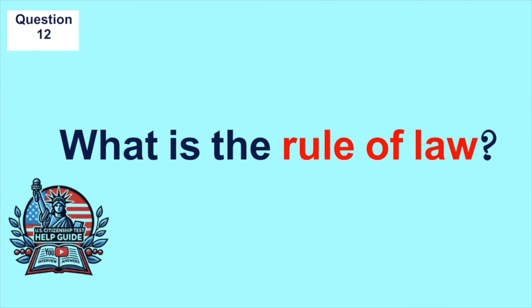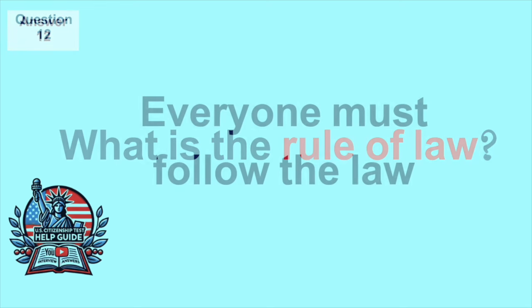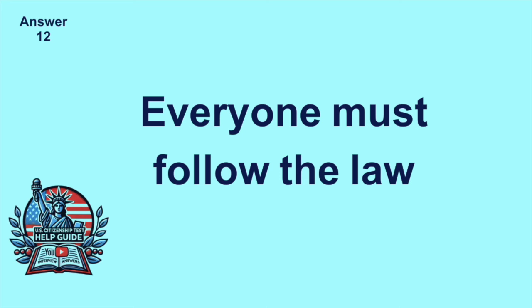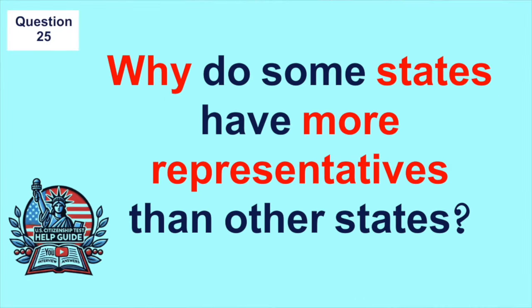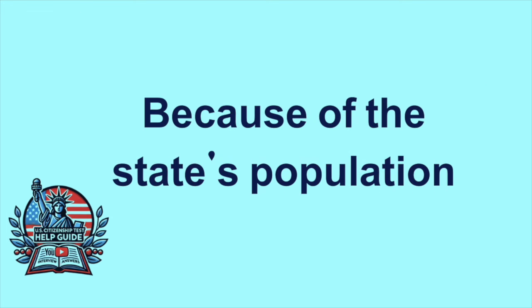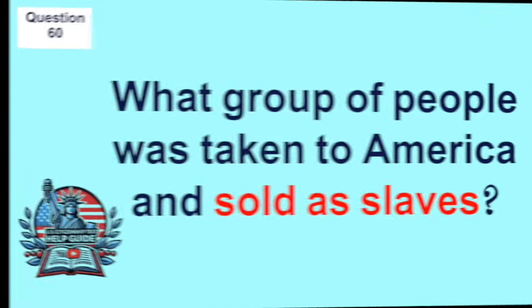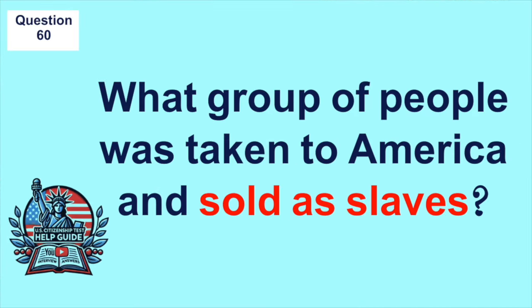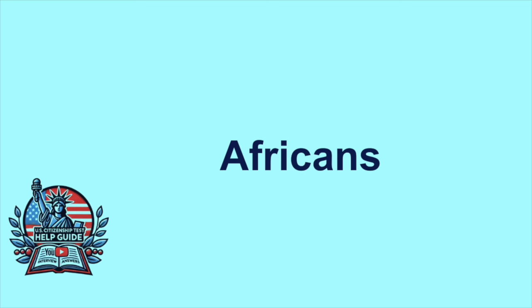What is the rule of law? Everyone must follow the law. Why do some states have more representatives than other states? Because of the state's population. What group of people was taken to America and sold as slaves? Africans.